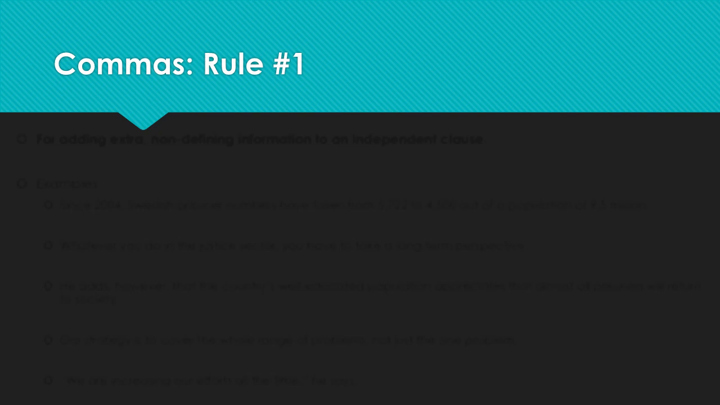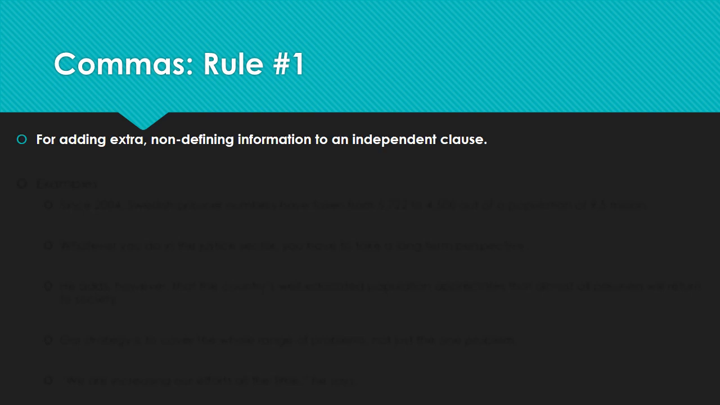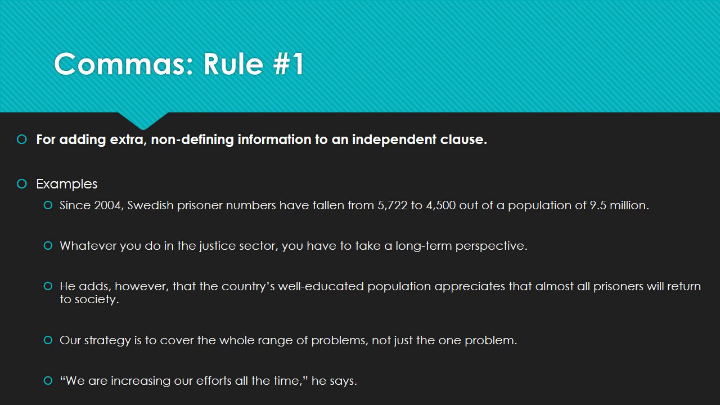Now we're ready to move on to our 3 comma rules. The first rule is that we use commas to add extra, non-defining, or non-essential information to an independent clause. Let's take a look at the first example. Since 2004, Swedish prisoner numbers have fallen from 5,722 to 4,500 out of a population of 9.5 million.